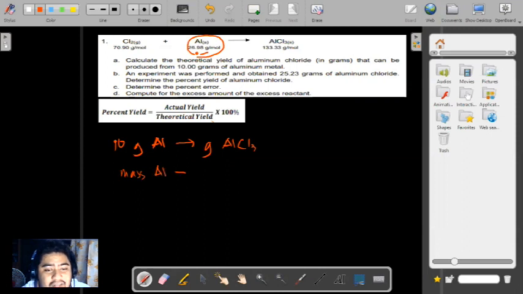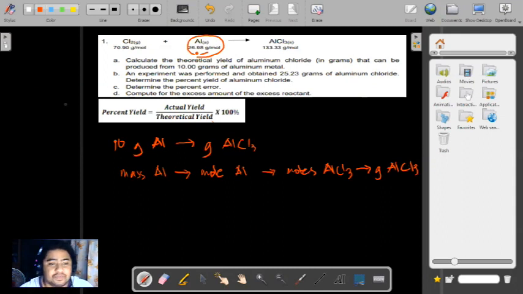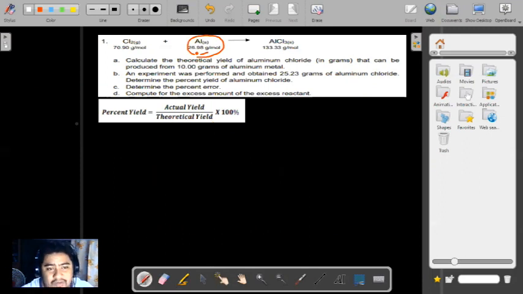So from that, ang ating magiging process is from mass aluminum na given, gawin natin siya to moles of aluminum, and then determine the moles of AlCl3 to determine the mass of produced AlCl3. So paano yon? So ang ating magiging solution ito. Okay? So yan ang ating magiging solution. Ito. Okay? Now to solve, determine first yung ating given.